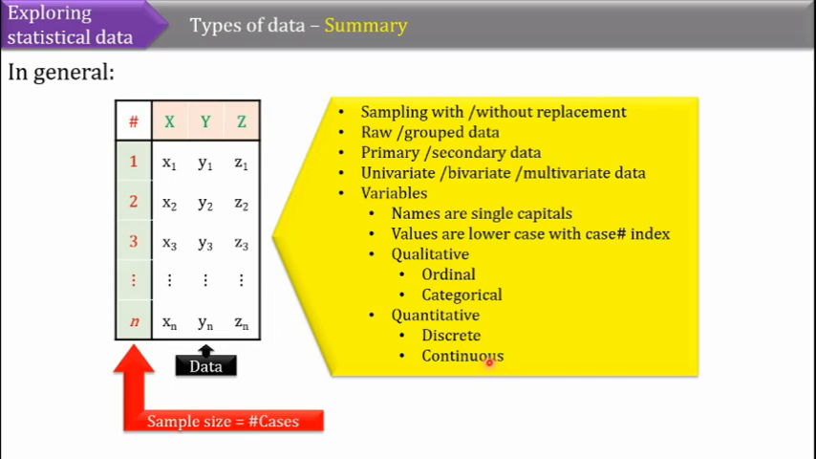Right, now as I said in the beginning, the section on data is extremely important because the methods used to summarize and analyze the data will be determined by the type of data that you have. So you must be able to identify the type of data.